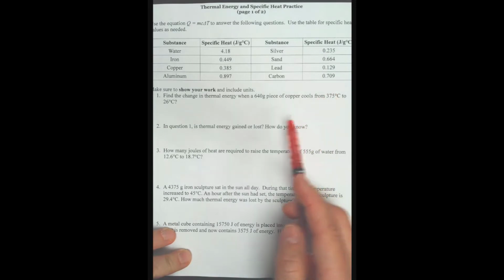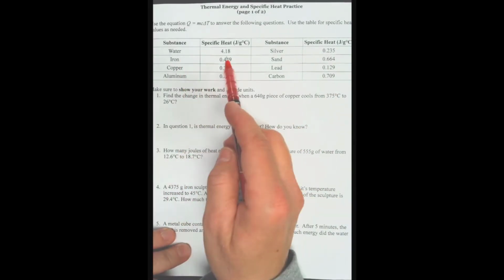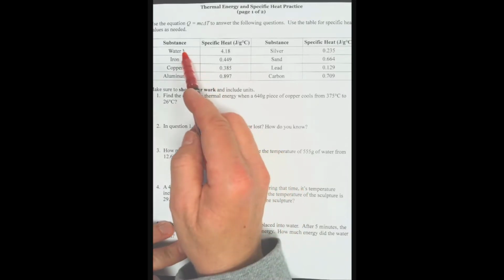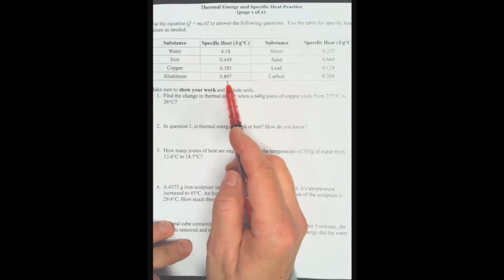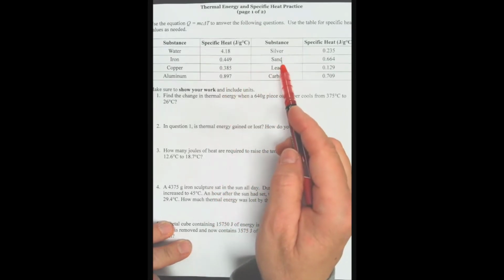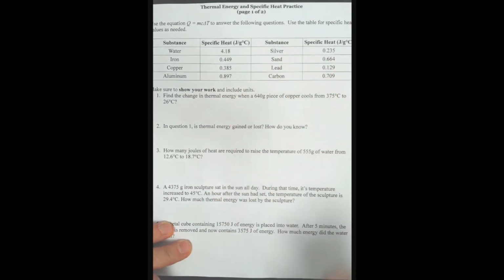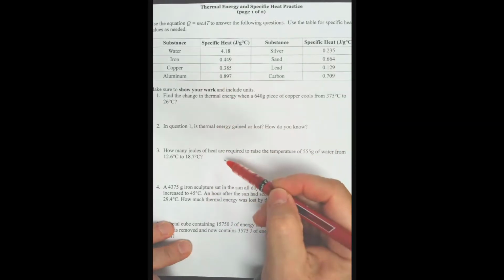This table comes in really handy for this page because it has different substances and their specific heats. We have essentially 8 different substances here. In this column we have water, iron, copper, and aluminum and their specific heats. In the third column we have silver, sand, lead, and carbon and their specific heats. We're going to be using these specific heats as we go through these problems.